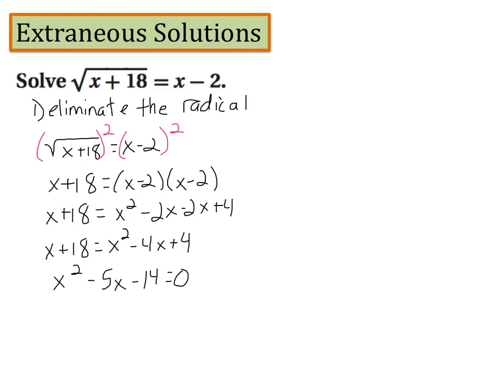Then I factor this, and I have x and x. I need 7 and 2. My 7 needs to be negative, and my 2 has to be positive. So my two values of x are x equals 7 and x equals negative 2.